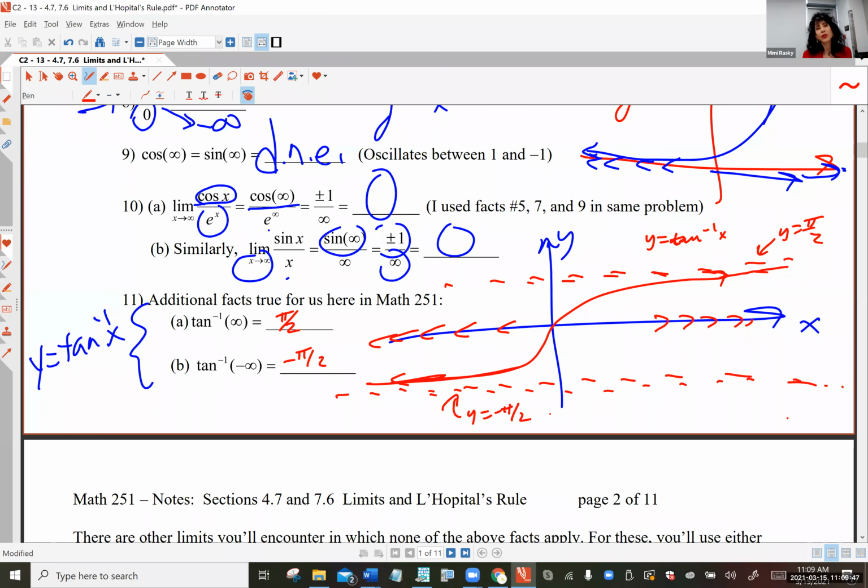So arctan is really cool, and so are arctan of infinity and arctan of negative infinity. Memorize these because I'm really into those. Like, do you think they'll be on a quiz in the future? Oh, yeah. Yeah, for reals.